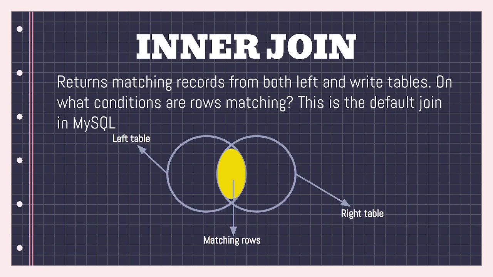On what conditions are we merging the rows? We want to merge two different rows from the tables. So on what condition are we merging the rows? You have to basically tell the SQL server on which condition you want to merge the rows, or which condition you want to join the rows by.